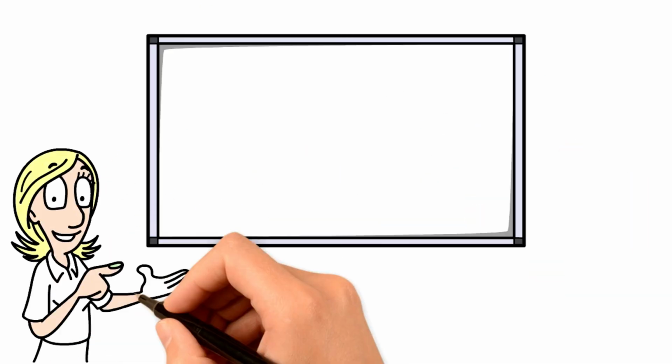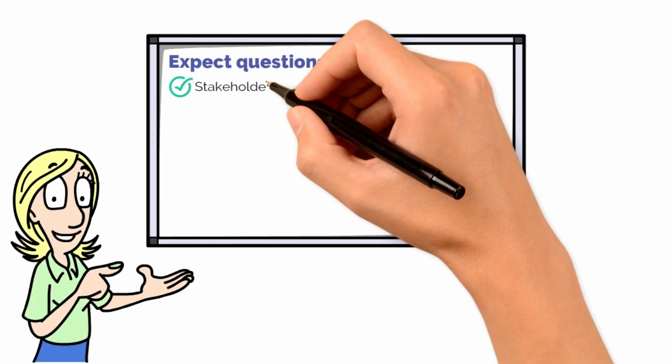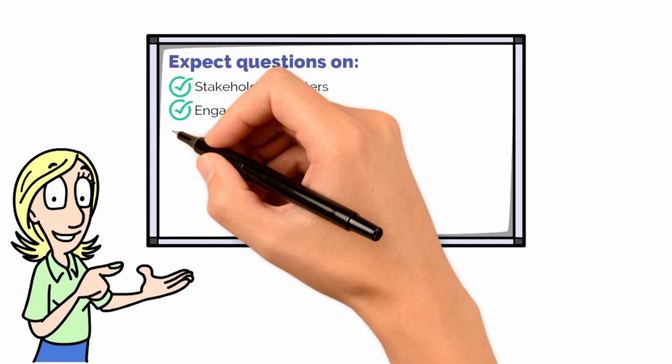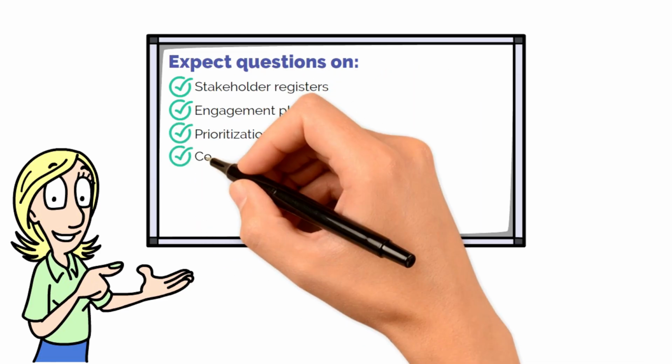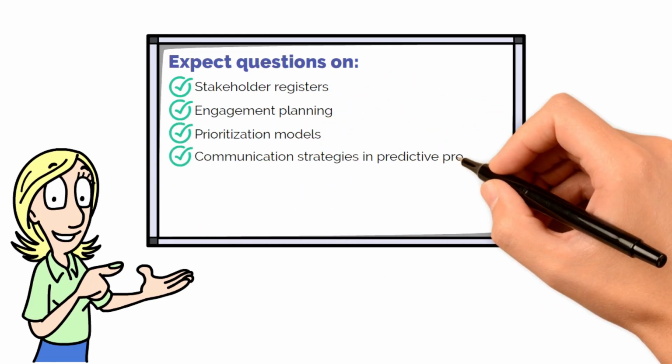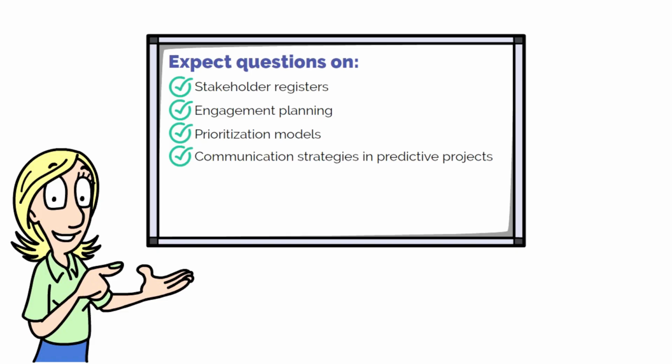Now we'll go through 10 practice questions that test your knowledge of stakeholder registers, engagement planning, prioritization models, and the communication strategies used in predictive projects. Let's get into our first question on this topic.